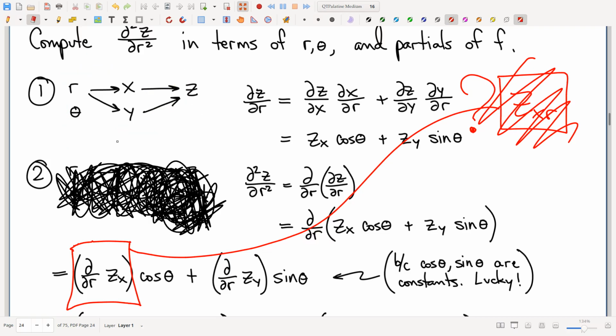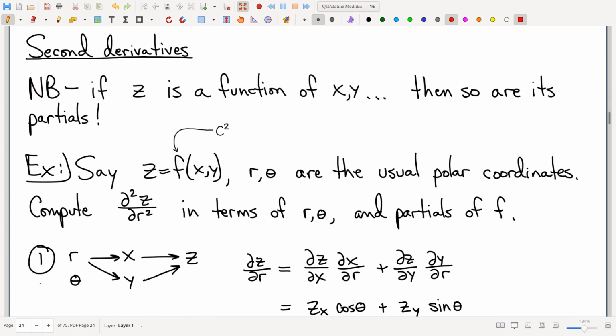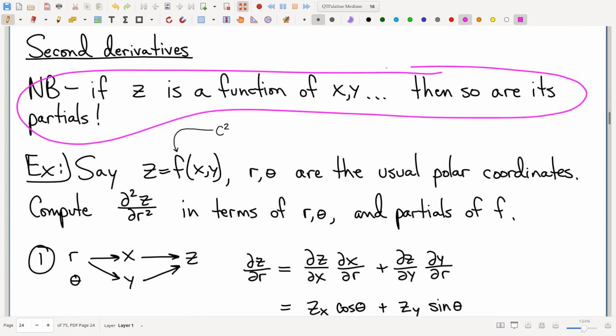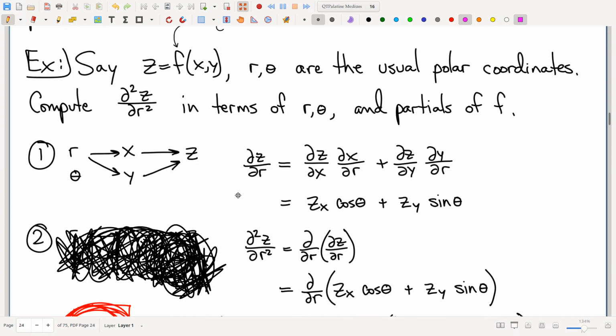Okay, so what do we do then with this thing? I've got to know what that means before we can proceed. And here's the answer. Back up to here. If you have a function of x and y, which we do, z is a function of x and y, so is z_x. z_x is also a function of x and y. z_y is also a function of x and y.